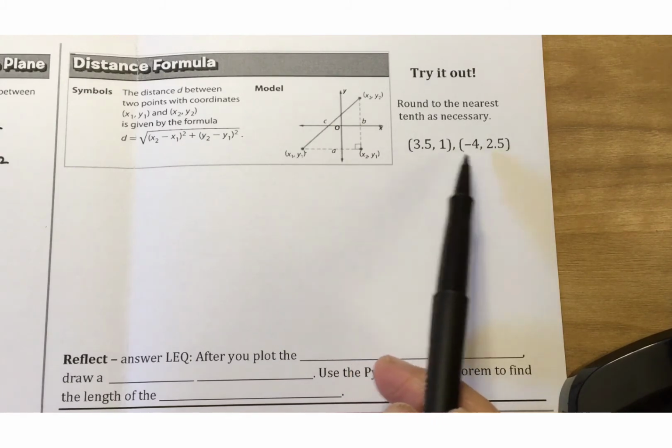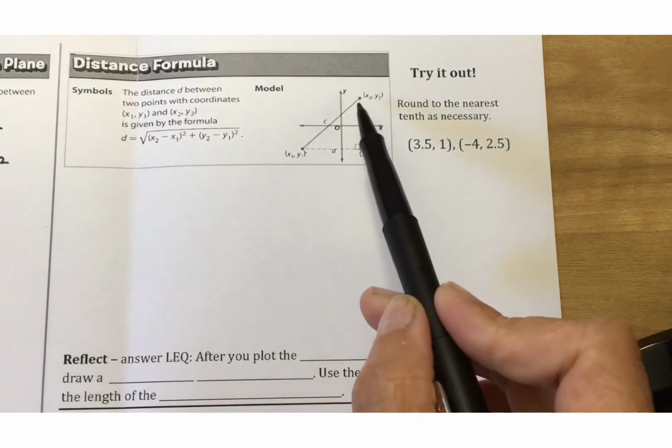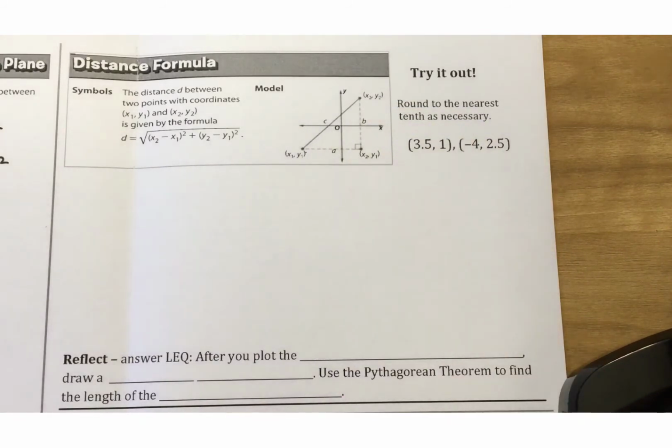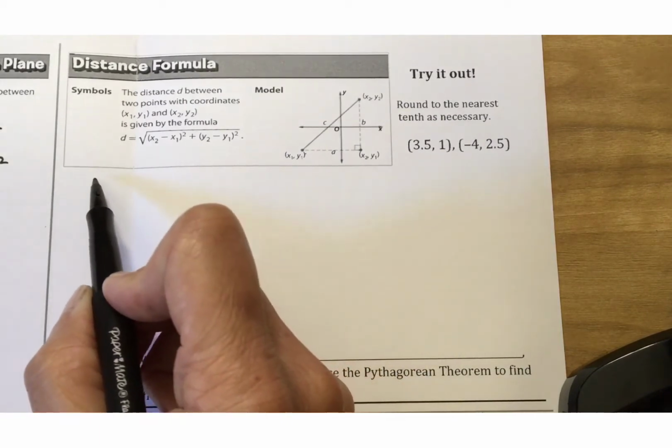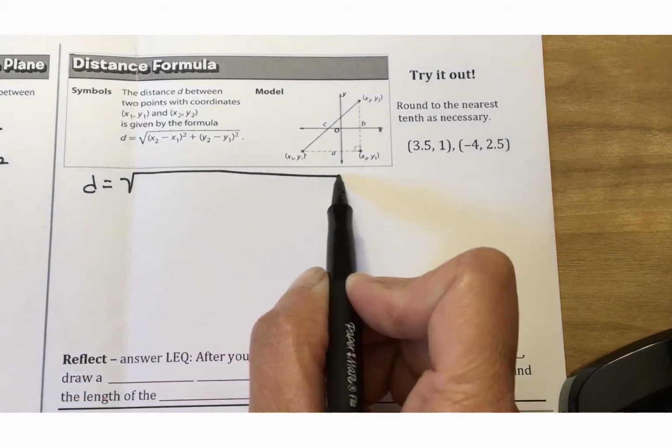So just like we did with slope, we're going to use that same concept here because we are finding the slope, which we know is our rise over run, but now what's the distance between those 2 points on that slope? So let's set this up. D is equal to, we have this long square root sign.